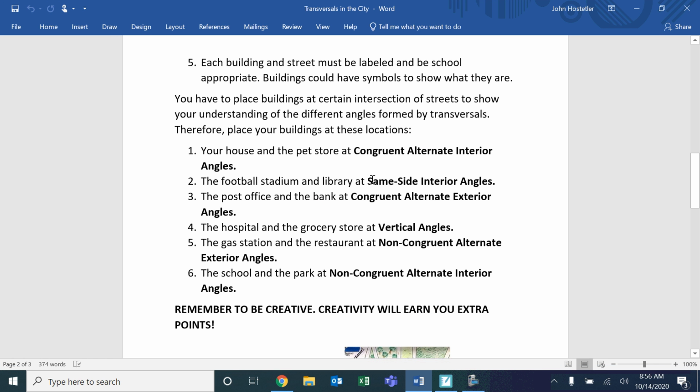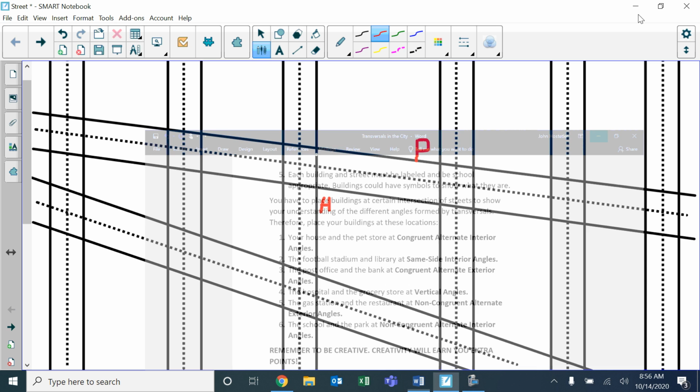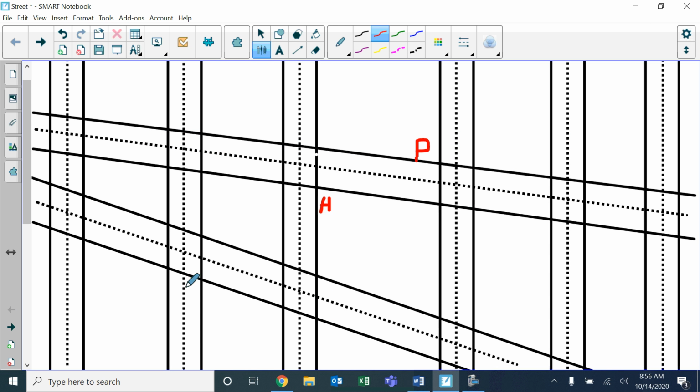It says the football stadium and the library need to go at same side interior. So they don't have to be congruent, right? And they're not. The same side interior are not. So let me just say I want to put my football stadium right here. And the library we'll put right here. And so these two are same side interior because they're between two lines that are cut by a transversal, okay? So that's an example of how you could do that.